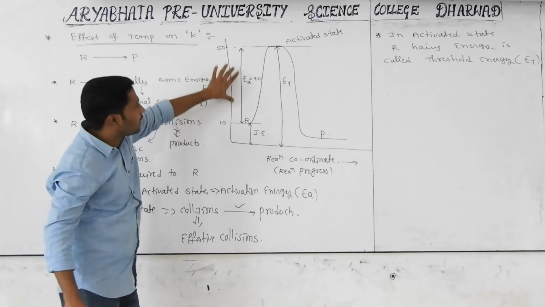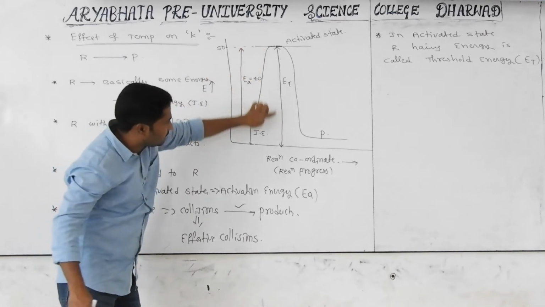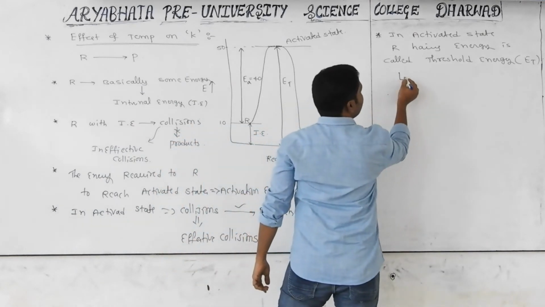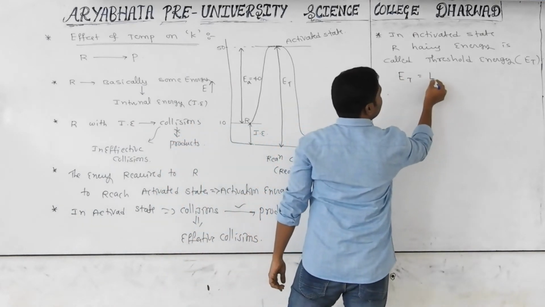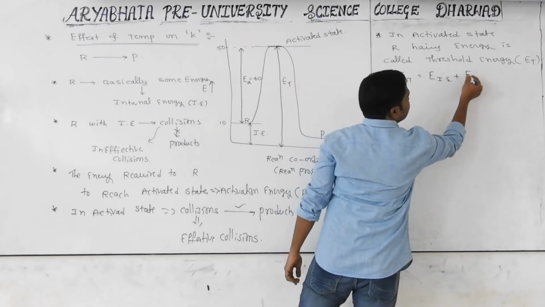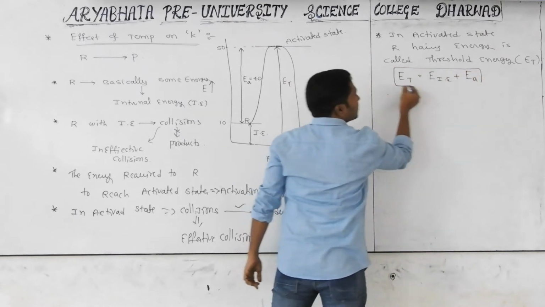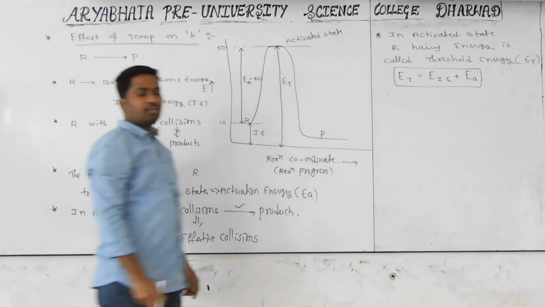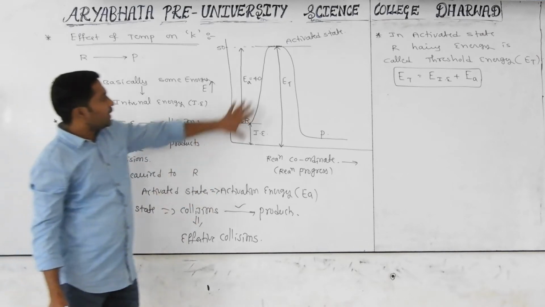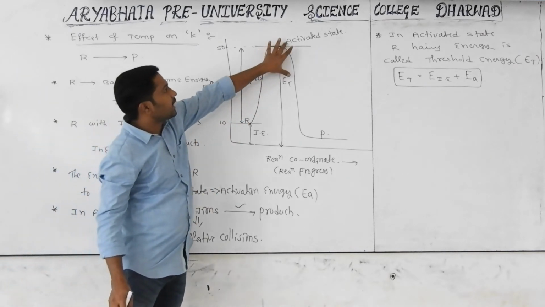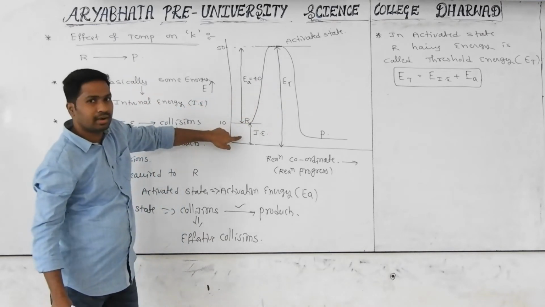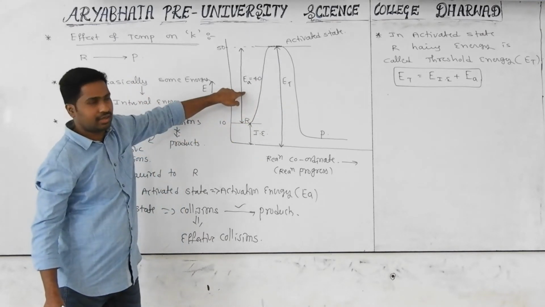This energy is indirectly internal energy plus activation energy, which is the whole energy of the reactant in the activated state. So threshold energy equals internal energy plus activation energy. One or two times you get asked this in competitive examinations: what is the relation between threshold energy, internal energy and activation energy? The energy possessed by the reactants in the activated state is called threshold energy, the sum of internal energy plus activation energy.